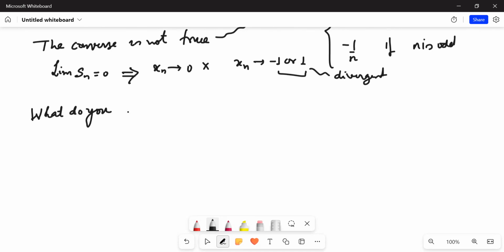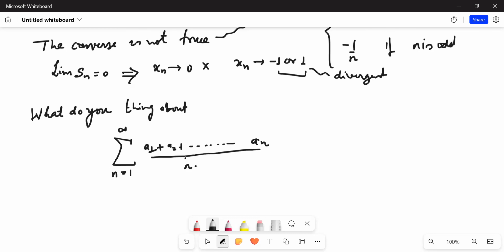What do you think about this series? Summation n equals 1 to infinity of (a1 + a2 + a3 + ... + an) upon n. That is, (a1 + a2 + a3 + ... + an) upon n. What can you say about it? Is that a convergent series or a divergent series?